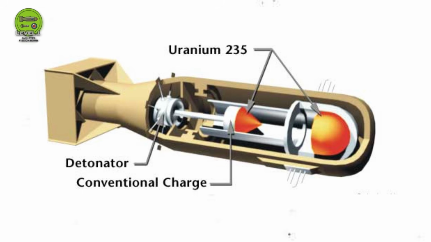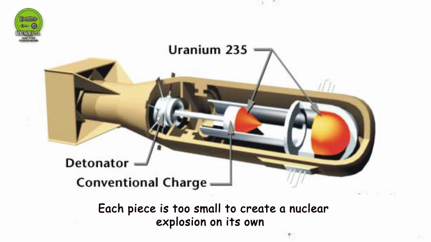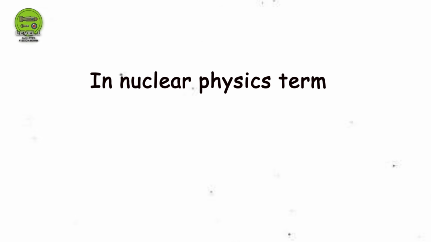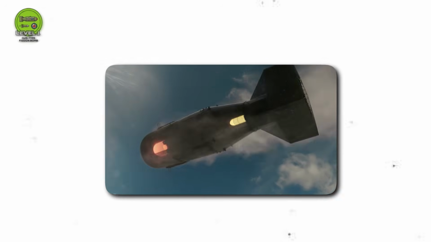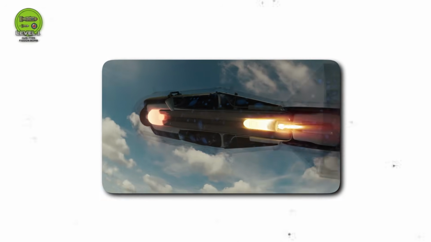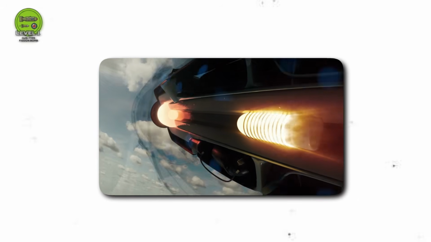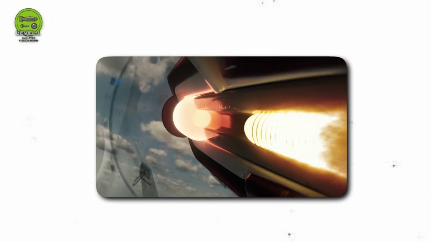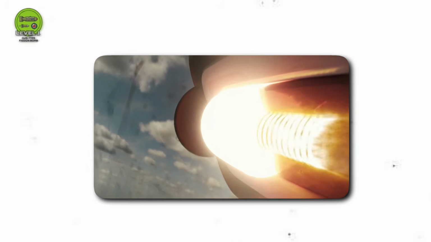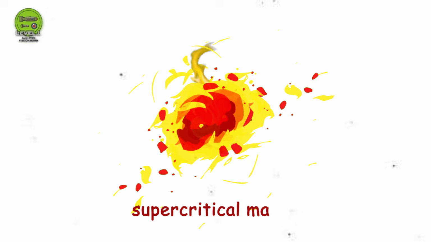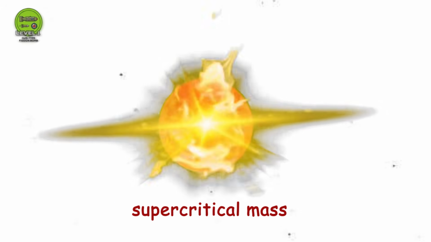Inside the weapon are two separate pieces of highly enriched uranium-235. Each piece is too small to create a nuclear explosion on its own. In nuclear physics terms, they are subcritical masses. The weapon works by firing one piece of uranium into the other using conventional explosives, similar to how a bullet is fired through a gun barrel. When the two pieces collide, they form a single supercritical mass.